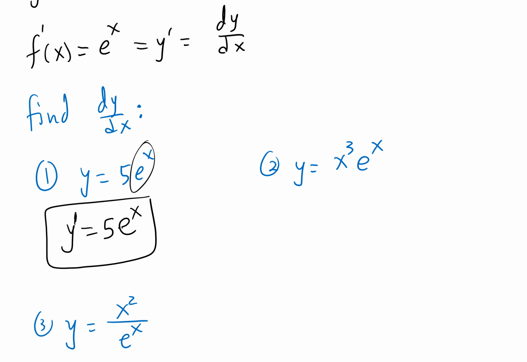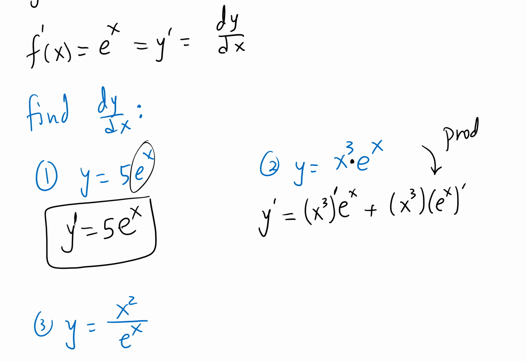What about the next one? I see two functions, x cubed times e to the x. So do I find the derivative for the first times the derivative of the second, or what do you think we should do? We should use what? Product rule. Good job, product rule. So the product rule says you find the derivative of the first one times the second one plus the first one times the derivative of the second one. So from here to here, we use product rule.